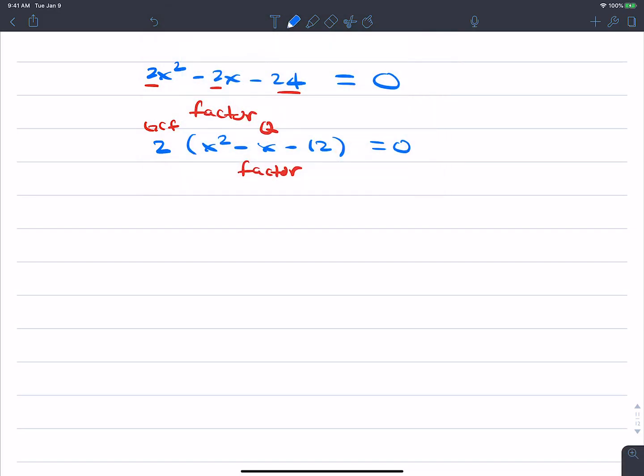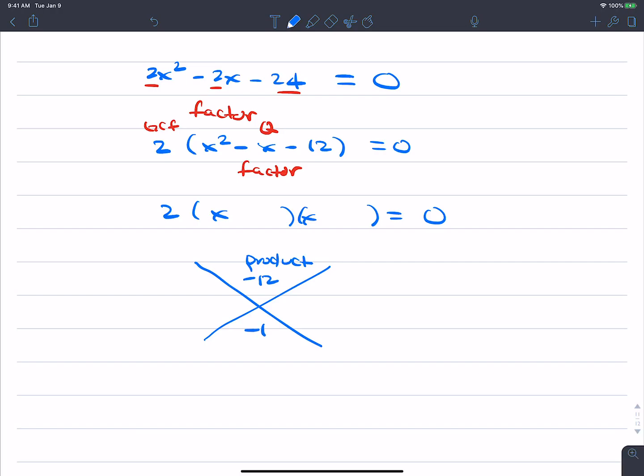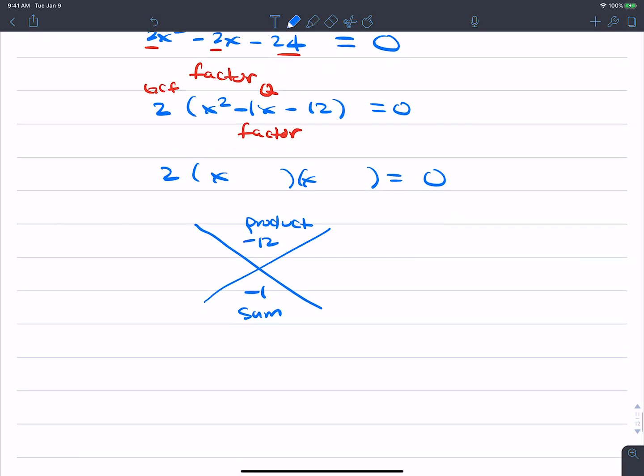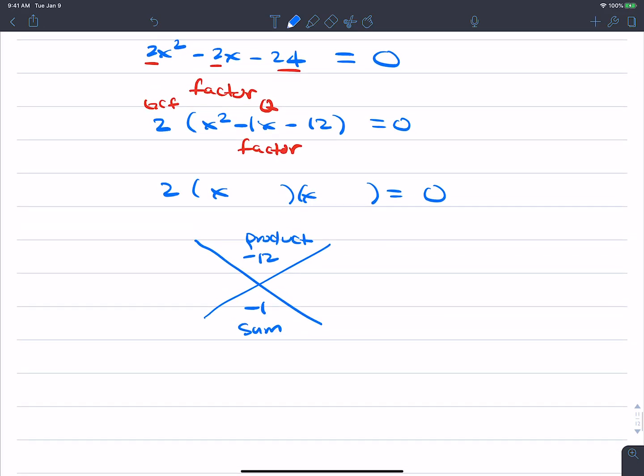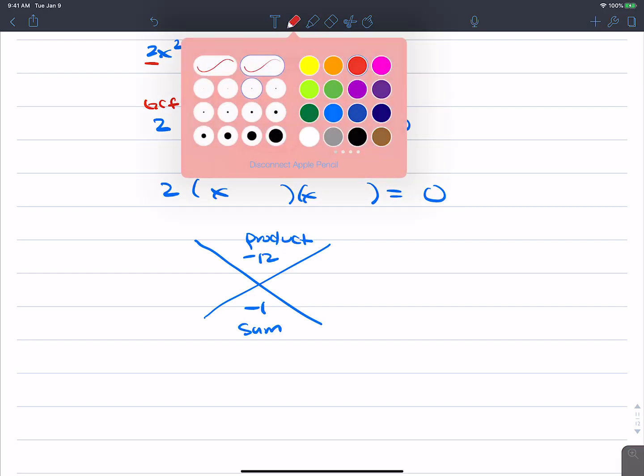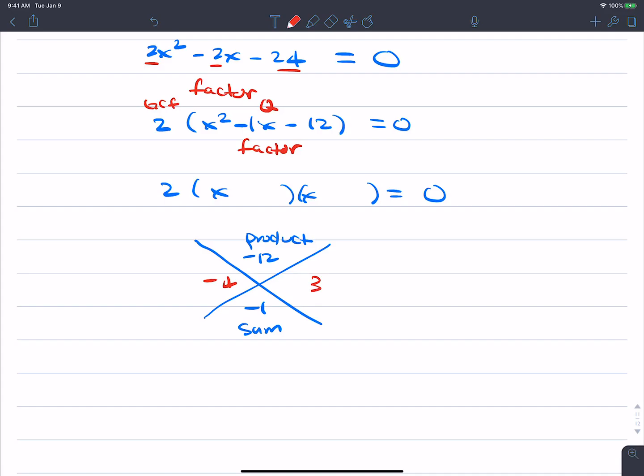So 2, x, x, go back to high school, I guess. My product is negative 12, right? What's my sum going to be? Negative 1 here. See, that's negative 1x. Two numbers multiplied together is negative 12, but when added is negative 1. What are the numbers? Is that negative 4 and 3?